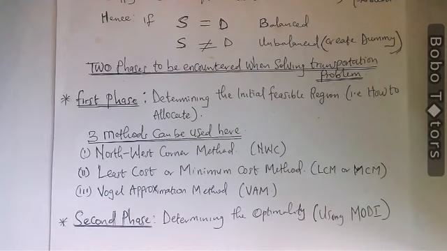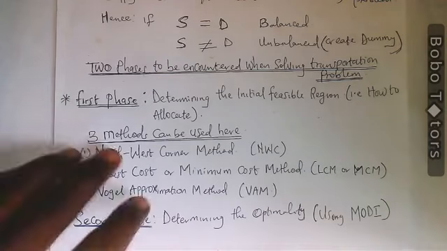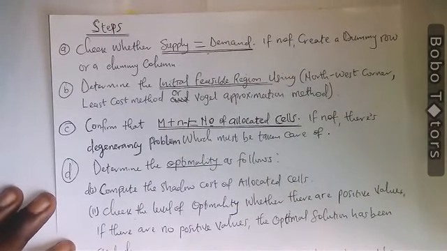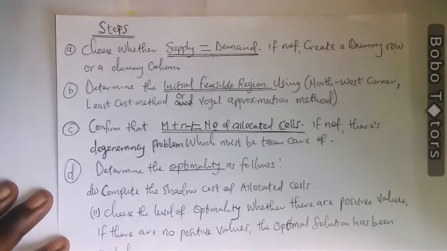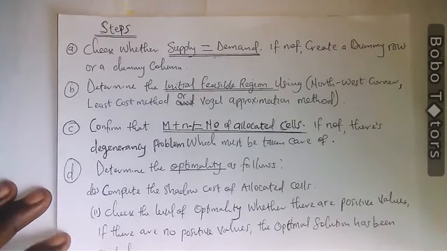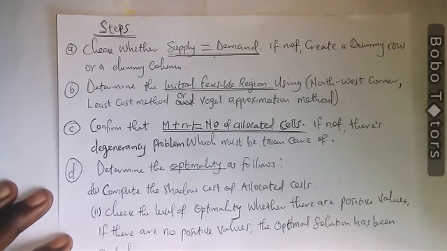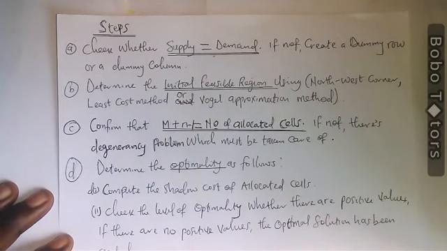The second phase is how to determine the level of optimality using the MODI method, that is, modified distribution method. Now, there are some steps we have to follow whenever we are solving a transportation problem. The first step is you check whether supply is equal to demand. That's the first thing. You have to check whether supply is equal to demand. And I've already said that earlier. I said if supply is not equal to demand, you either create a dummy row or a dummy column.